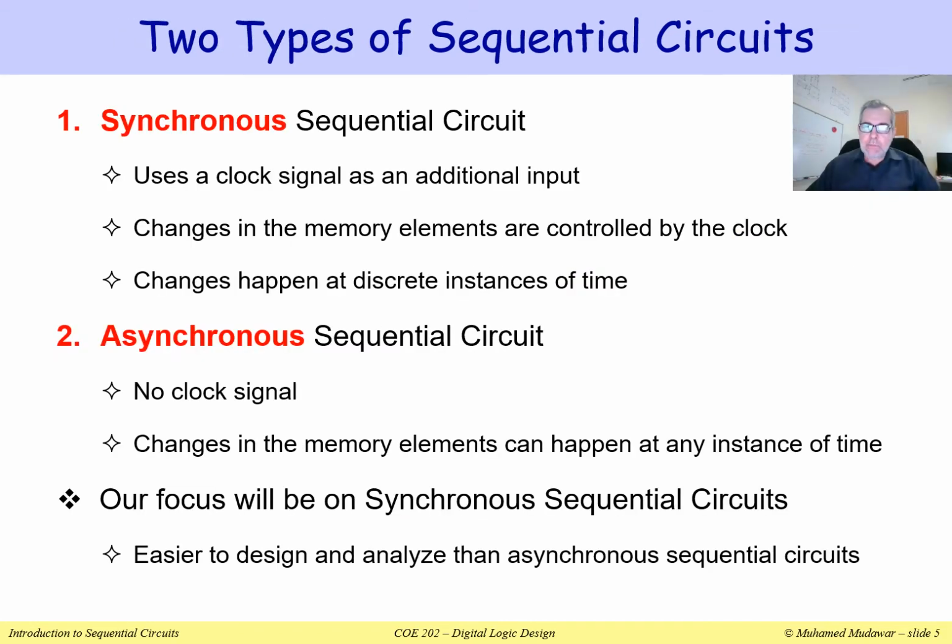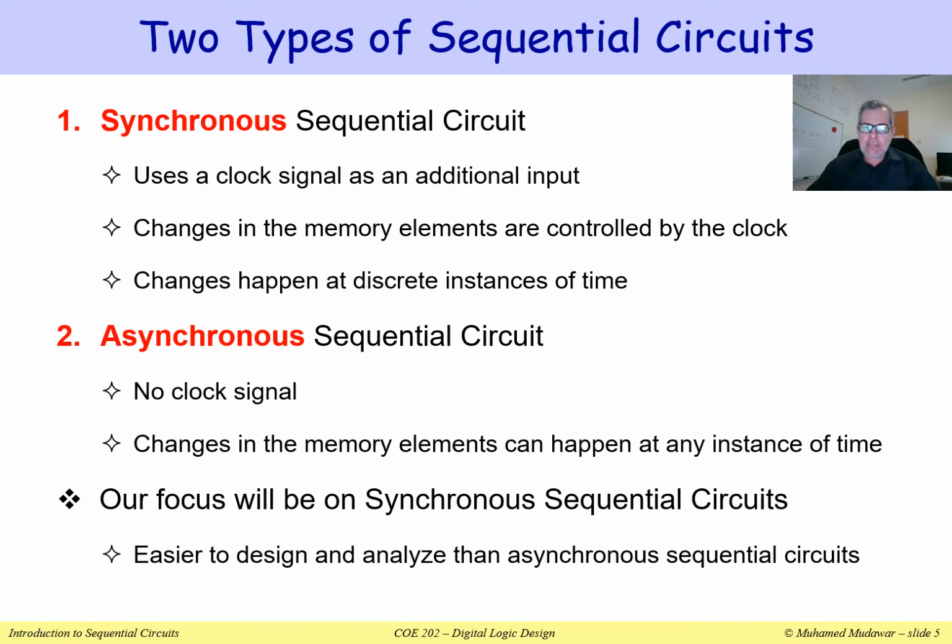So there are two types of sequential circuits. We have the synchronous sequential circuit and also we have the asynchronous sequential circuit. Synchronous means that we are using a clock signal as an additional input to the sequential circuit, and the clock is going to be used to synchronize, to indicate when we change the value of the memory elements. So we control the memory elements using the clock. So the changes will happen at discrete instances of time. So this is synchronized with the clock. This is why it's called synchronous.